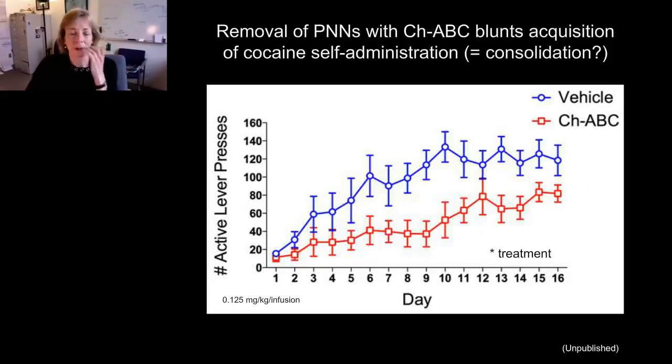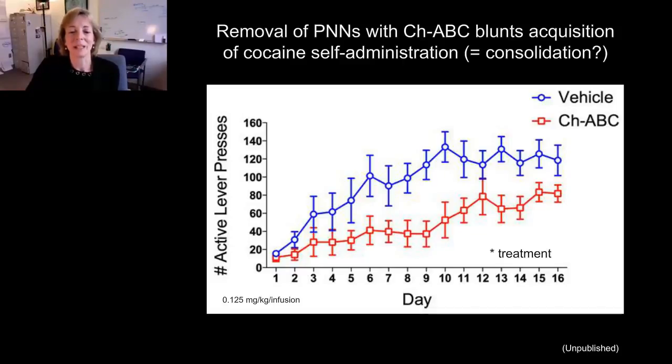So this is what we saw when we asked the question, do we need perineuronal nets for the acquisition, or this initial consolidation of cocaine memory, when they're learning to press a lever to get cocaine? So on the y-axis again is showing these active lever presses, and you can see the blue line is showing what happens in vehicle rats. They acquire this habit, or they acquire the lever pressing behavior.